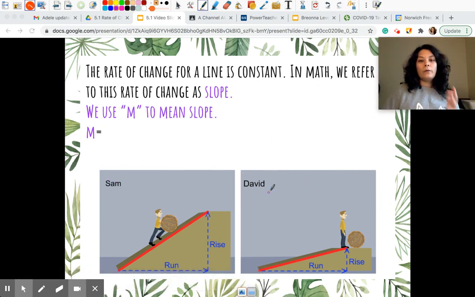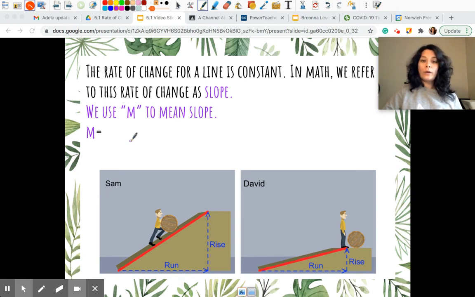Okay, now in the previous section in 4.6, we did a little bit of graphing lines. We were graphing some linear functions. When you look at the rate of change for one of those lines, it will also be constant. In math, we actually have a word to refer to this type of rate of change when it's for a line. It's known as slope. We use the variable m to mean slope.